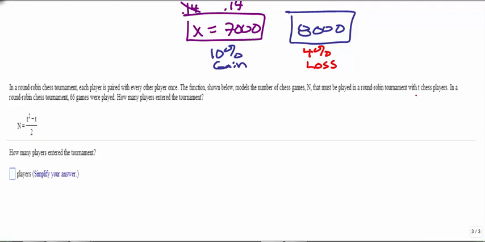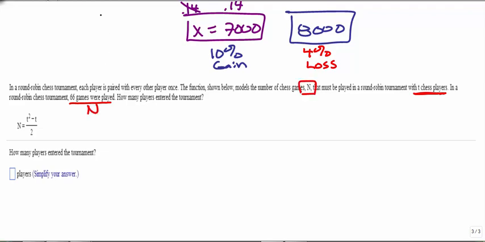Now T represents the chess players, the number that must be played in a round-robin tournament with T chess players. So this is the number of people that showed up in a round robin tournament. It tells us that 66 games were played. They want to know how many people entered the tournament. Well, cap N is the number of games.